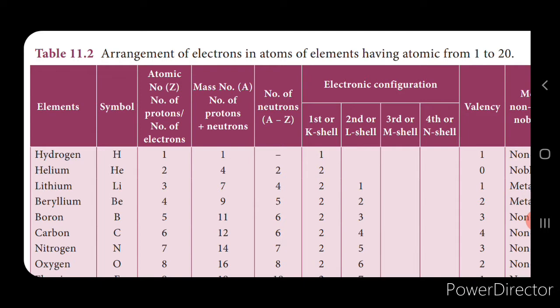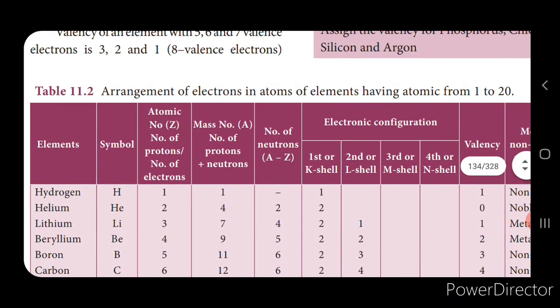Now we were talking about the valencies, and I said that the elements having valence electrons 1, 2, 3, 4 will have the valencies 1, 2, 3, 4 respectively. Here you can see from lithium to carbon: lithium, the atomic number is 3, beryllium 4, boron 5, carbon 6. In the second shell, that is the L shell, the valence electrons are 1, 2, 3, 4 respectively. And what will be the valencies? The valencies will be 1, 2, 3, 4 respectively.